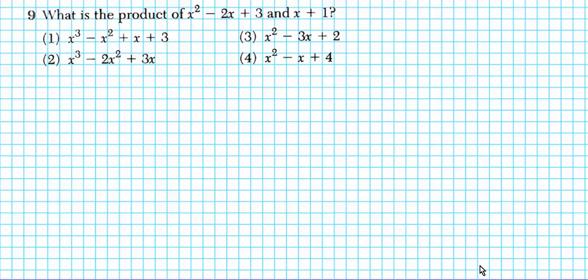Alright, let's take a look at question 9. It says, what is the product of x squared minus 2x plus 3 and x plus 1? Alright, I'm going to show you a neat little shortcut you could use to quickly find the answer, and then I'll solve the whole problem for you, okay?